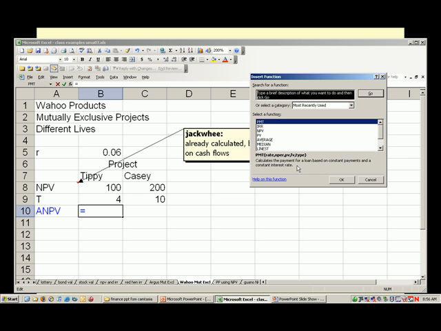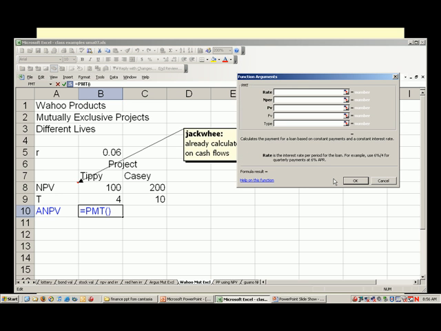But the PMT function can also be used to convert a net present value into an annualized net present value, or net present value generated per year. So we say, okay, that's the function we want. Now our rate in the payment function is the discount rate we use to calculate the NPVs, and that's our 6%. So I highlight that cell reference, and I'm going to hit the F4 key to lock the cell reference because we're going to want to be able to use that again without having the cell change.